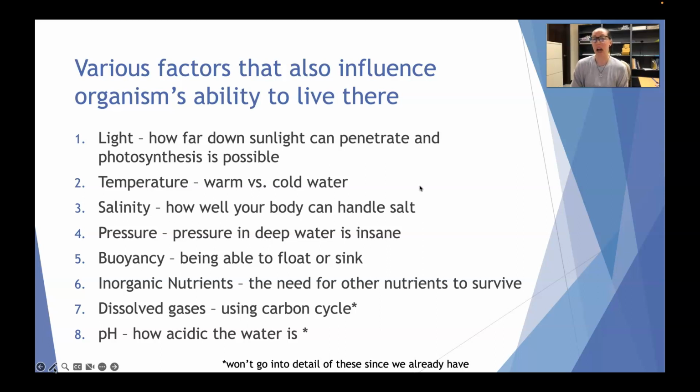There are many different factors that can influence your ability to live somewhere. Light, basically meaning how far down can sunlight penetrate, and how far is photosynthesis possible. Temperature, warm water versus cold water. And then what we'll continue to talk about are salinity, pressure, buoyancy, inorganic nutrients, dissolved gases, and the pH.